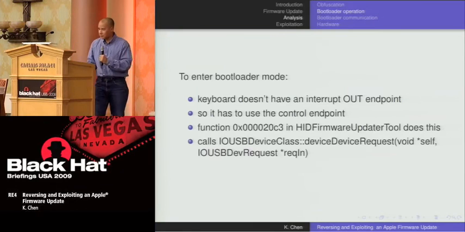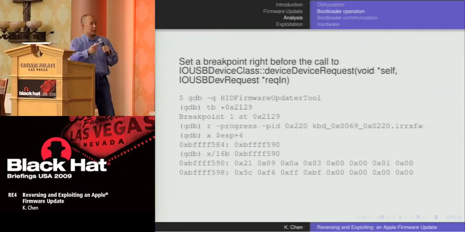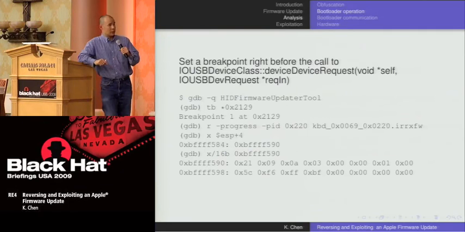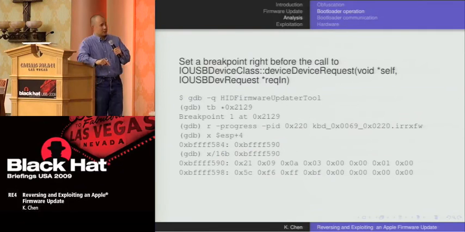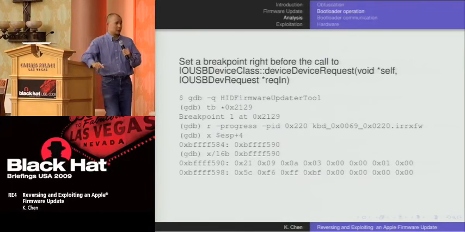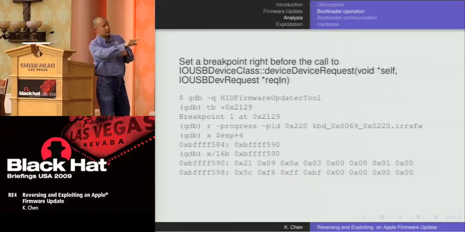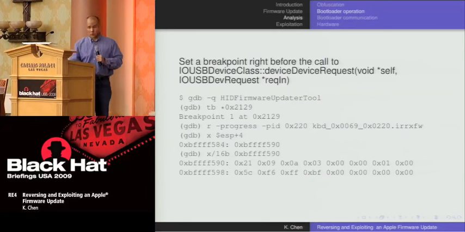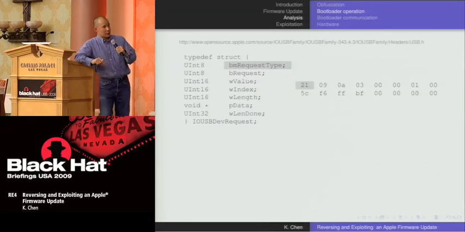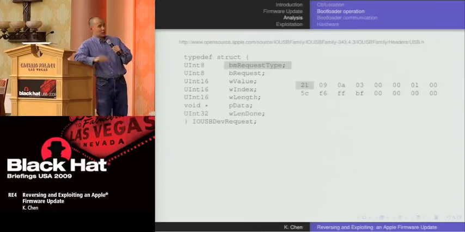So what we're going to do is look at this. We set a breakpoint at the appropriate place, and we look at the arguments of this function, deviceRequest. So we see what the arguments are. This is what that IOUSBDevRequest struct is, so we're going to pick that thing apart. If we go to opensource.apple.com and download the source to the USB stuff, you see this struct for IOUSBDevRequest.